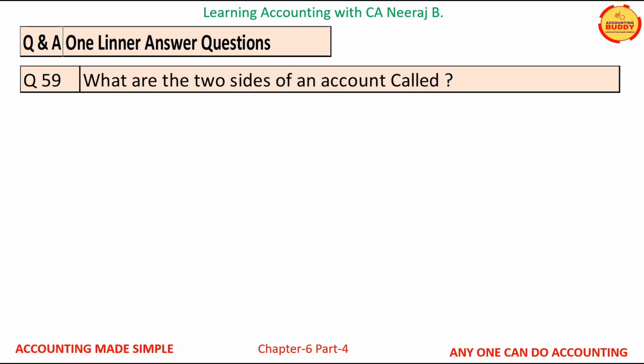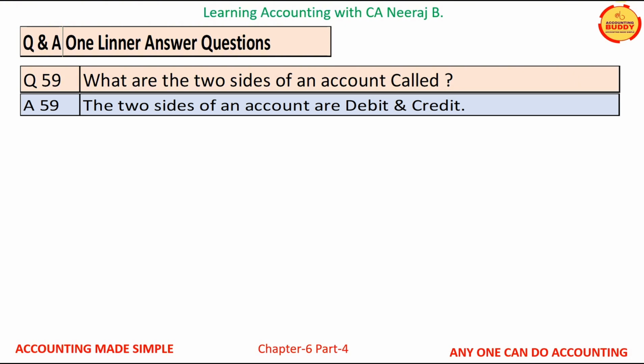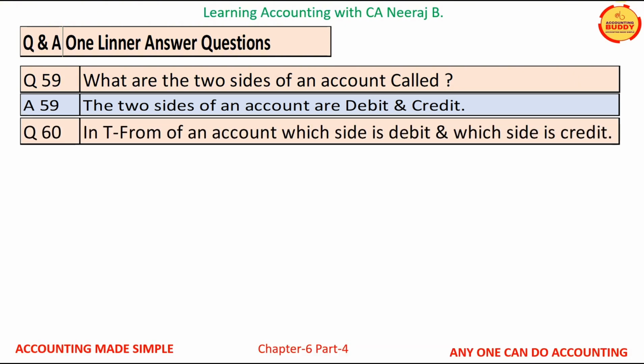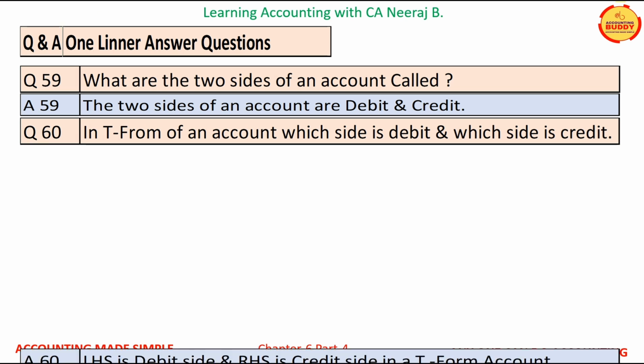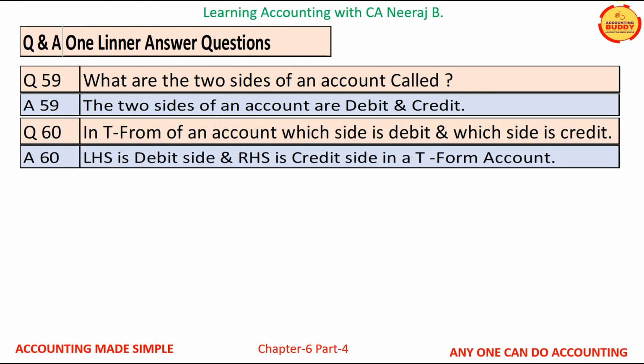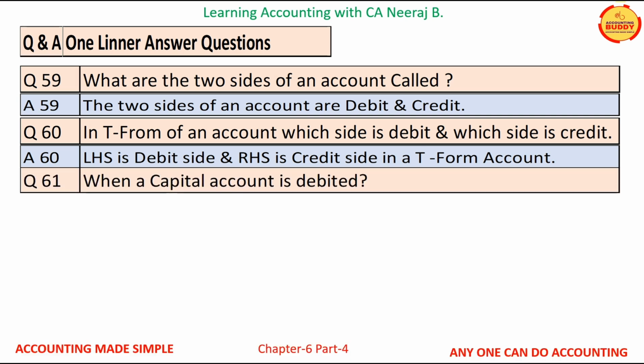Question number 59 is, what are the two sides of an account called? The answer is, the two sides of the account are debit and credit. Question number 60. In T form of an account, which side is debit and which side is credit? The answer is, left hand side is debit side and right hand side is credit side in the T form of account.